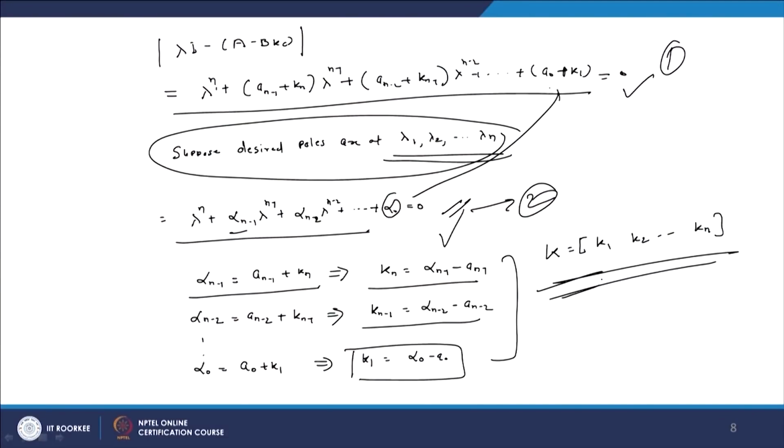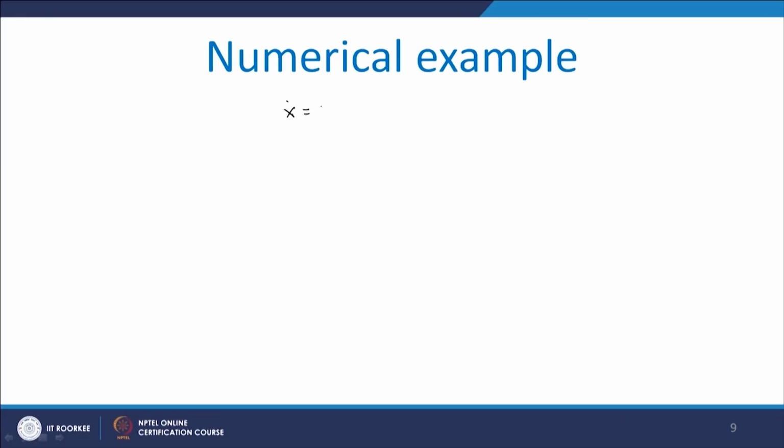So, now this is finally the controller, and our main purpose is to design this controller k, and we have already designed it, but it has been designed through a mathematical approach for nth order. Now, we will see how to get the value of the controller from a numerical example. So, we will solve a numerical example. So, the problem is x dot equal to Ax plus Bu.